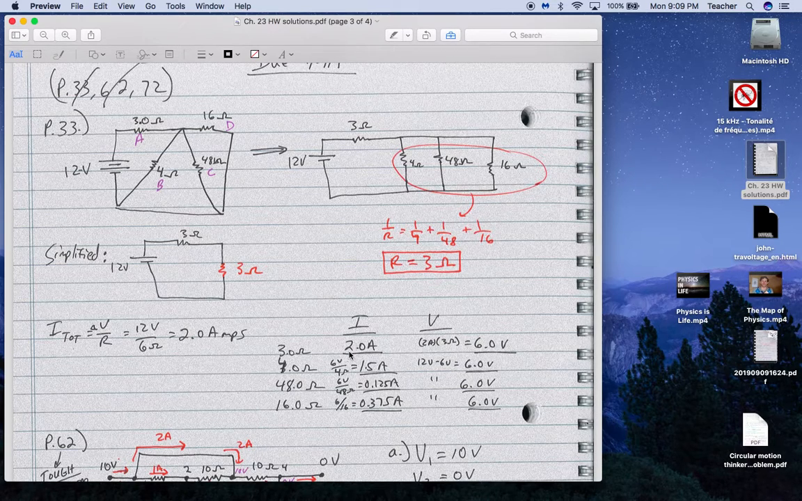So to find the current, I would take that 6 volts in this branch and divide it by the 4 ohms. That gives me 1.5 amps. 6 volts divided by 48 ohms. 6 volts divided by 16 ohms.